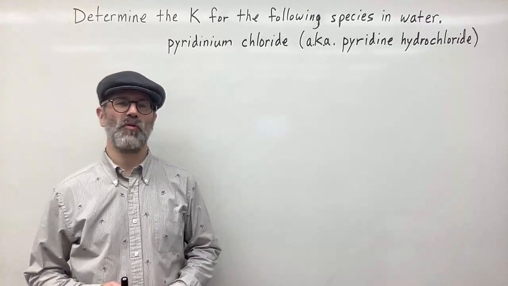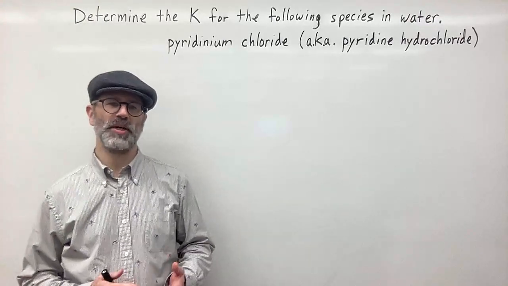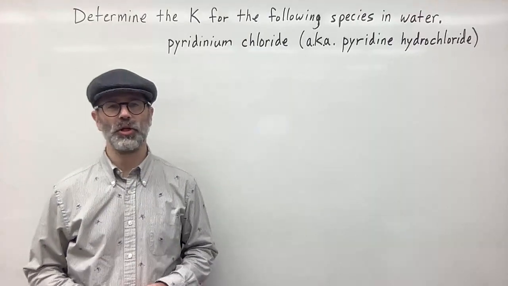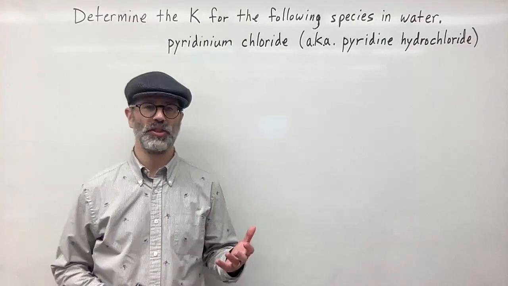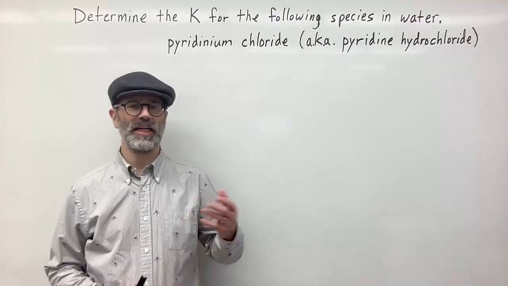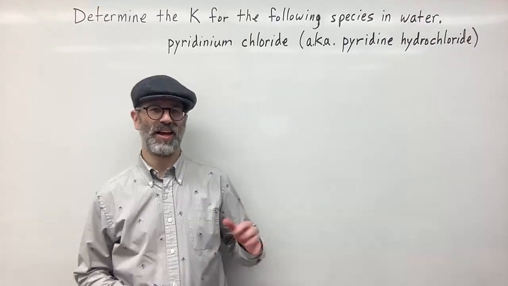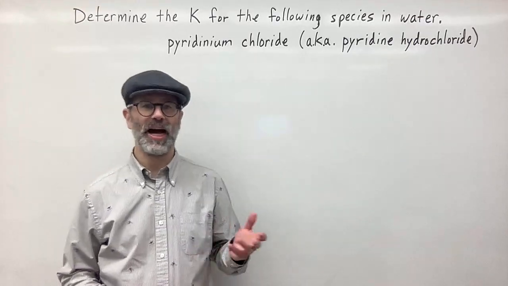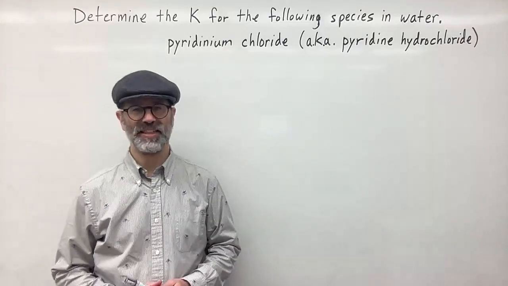My name is Mr. Cobalt, and in this video we're going to determine the K value, the equilibrium constant, for the following species in water, and that's going to be pyridinium chloride, also known as pyridine hydrochloride. So let's get into this.